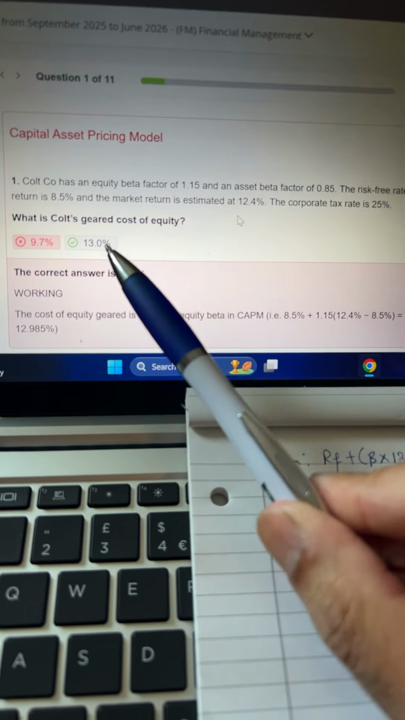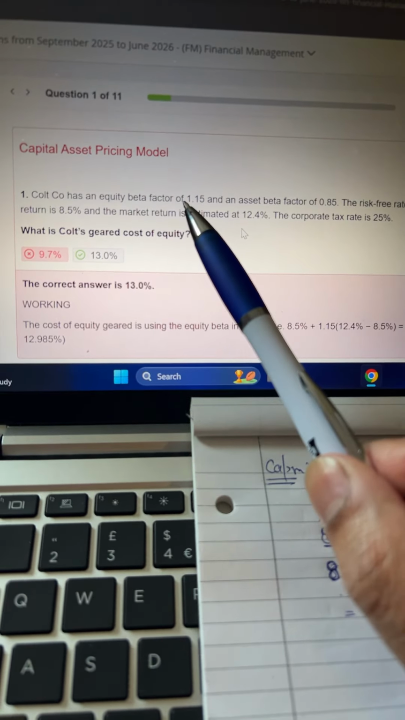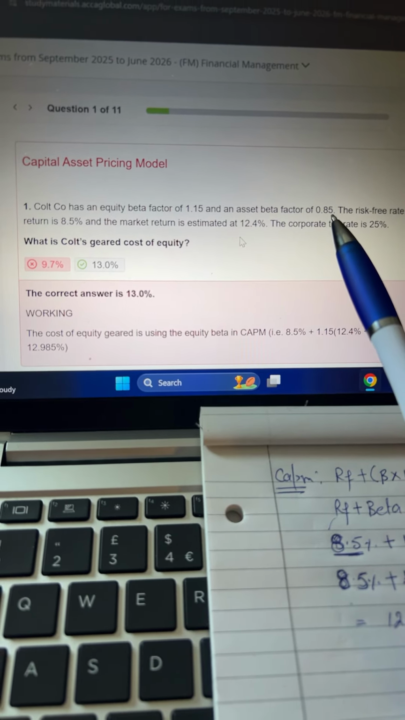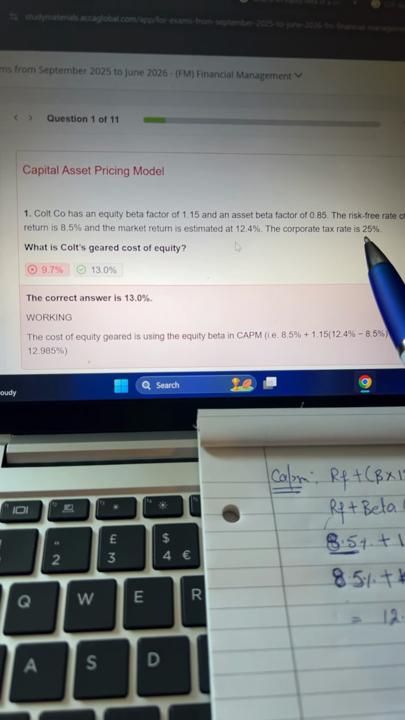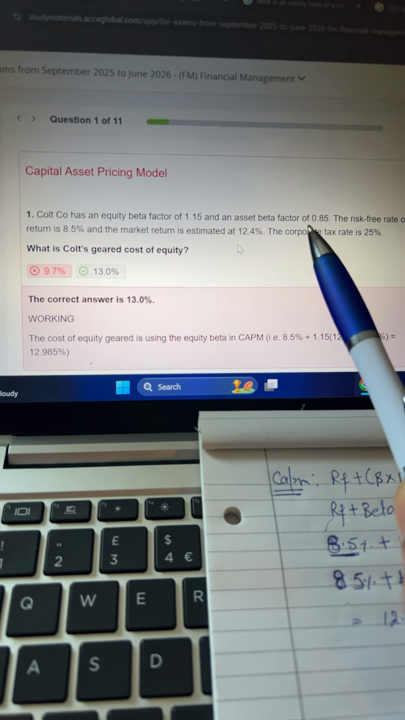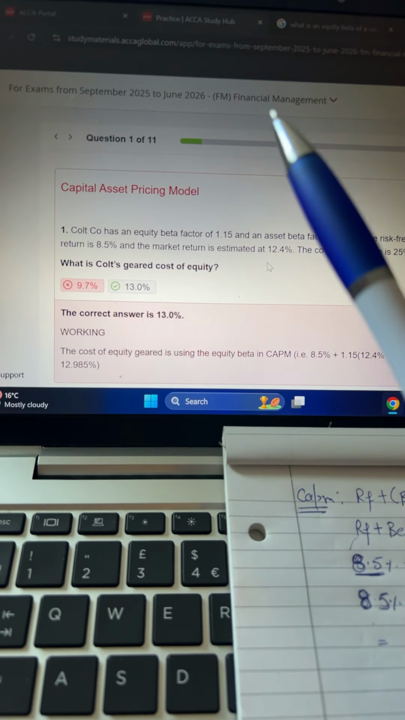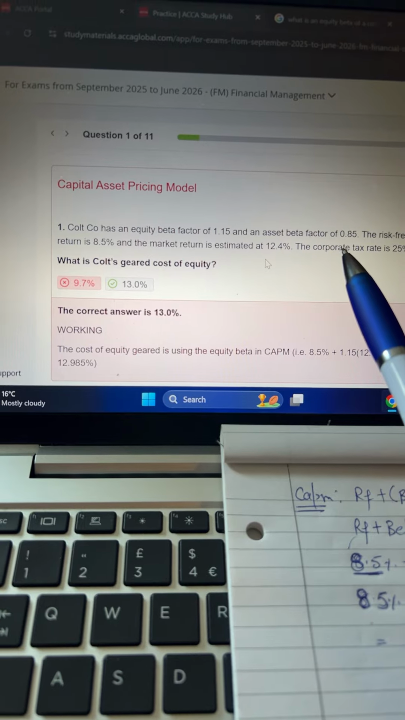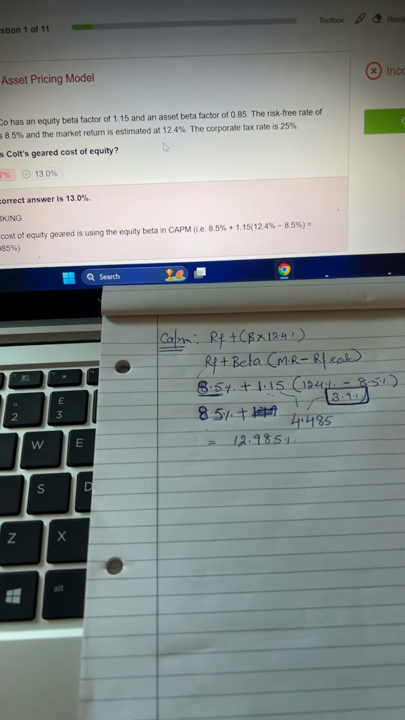So the minute you see the geared cost of equity, it should trigger that you're only working on the equity beta. So this number up here, 0.85, you can ignore. And in this question, we won't need corporation tax. So these are the ones to distract you. So ignore the asset beta, and ignore the corporation tax for now. Now we come to the real thing. To solve this question, you can see my solution.